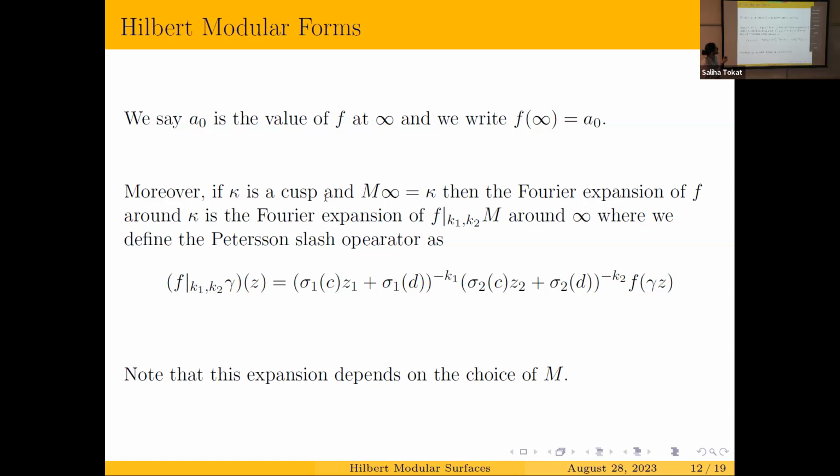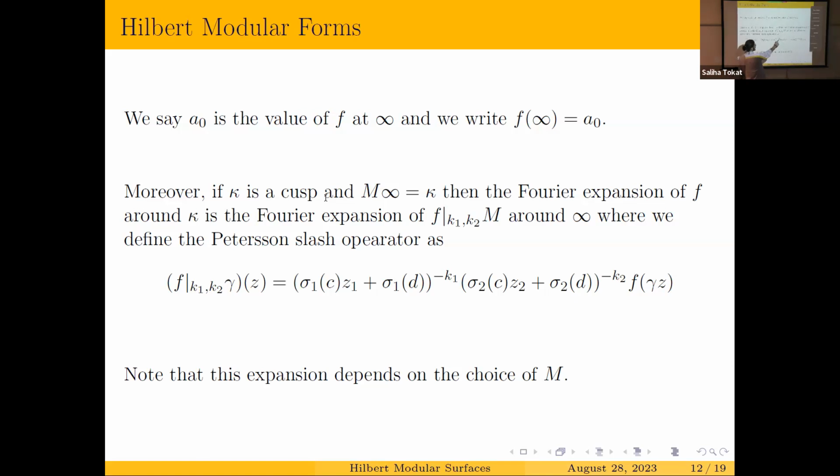We can also write the Fourier expansion around the other cusp points. Again, as in the previous case, we use the transformation matrix M to convert f, and then we look at the Fourier expansion of this function at infinity. It's like a conjugate group of the original gamma. This notation, by the way, is called a slash operator. It's written like this.